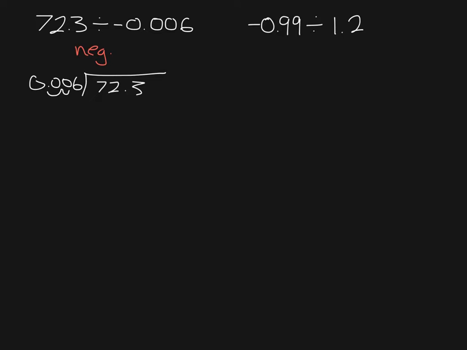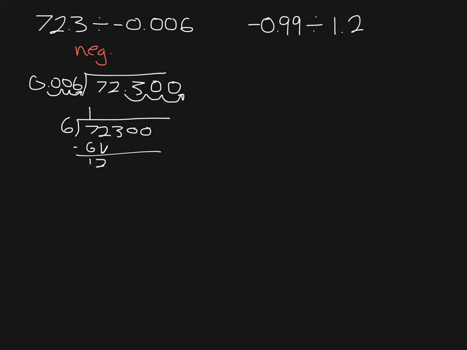So I'm going to move this one 1, 2, 3 spaces. Got to move this one 1, 2, 3 spaces also. Now in these empty spaces I can always write zeros without changing the value of the number. So really the problem I'm doing is this. So now 6 goes into 7 once, I know that. 1 times 6 is 6. We subtract. We get 1. Bring this 2 down. 6 goes into 12 twice.